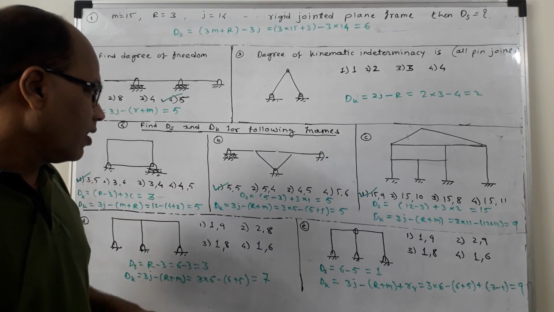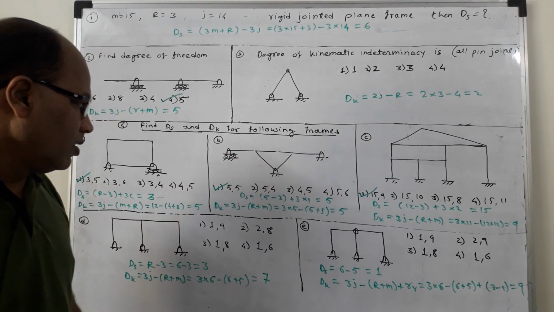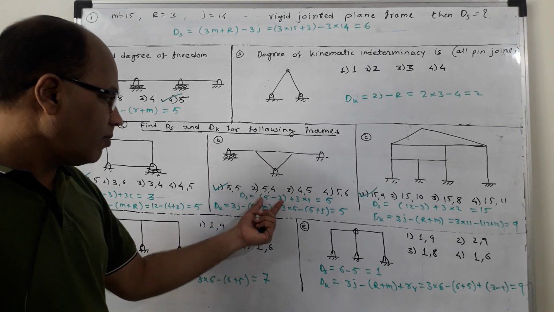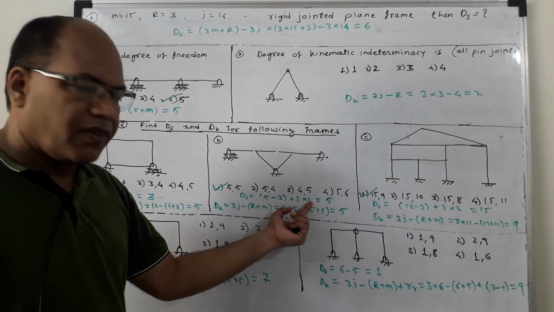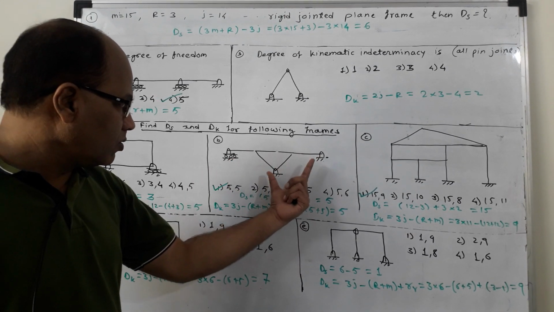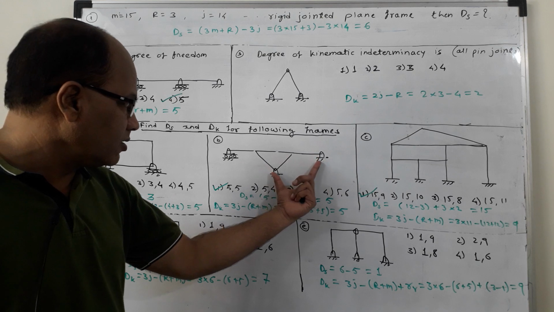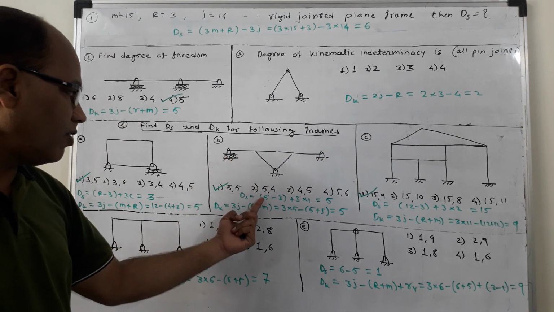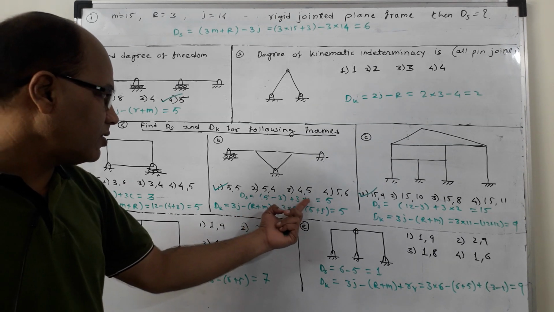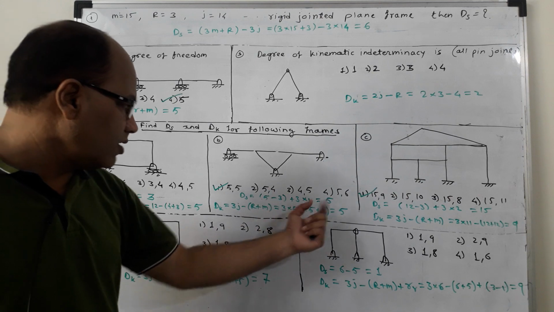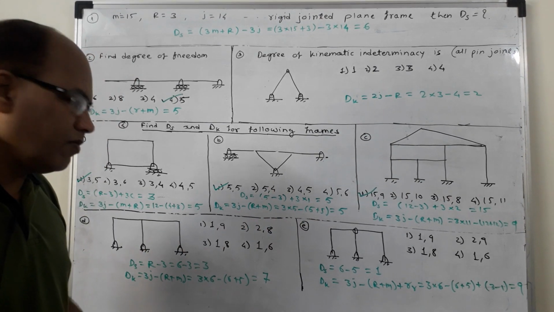Next, B. Now again a frame is shown. It is asked to get ds and dk. ds as usual is r minus 3 plus 3 times c. R is 5 over here, 2 hinge supports. So 2 reaction components at each hinge support makes 4, and 1 reaction component at the roller support. So it is 5. 5 minus 3 plus 3 times c, only one closed loop. C is equal to 1, 3 into 1. So the answer is 5. ds is equal to 5.